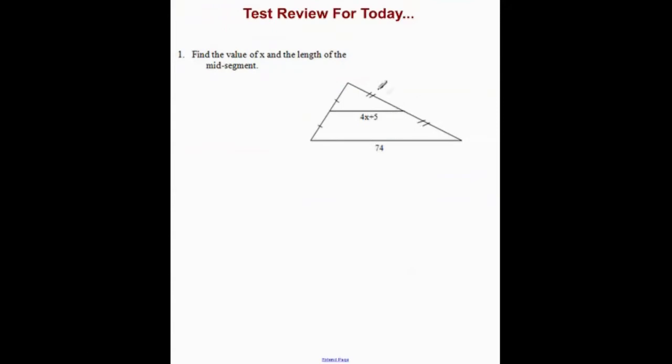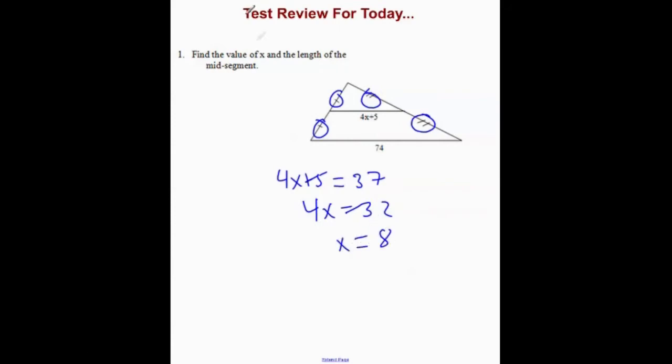Find the value of x. So we have a mid-segment because we know we have these right here. So this tells us this is a mid-segment. These are equal, these are equal. So this is exactly half of that. So we're going to take half of 74 and make it equal to this. Because think about it. This makes half of it. So it takes 2 of these to make the whole thing, or you could cut this in half. So we're going to take 35 plus 2, so 37. 4x plus 5 is equal to 37. Subtract 5 on both sides, so you get 4x is equal to 32. X is equal to 8. And that's all it's asking for. Find the value of x.